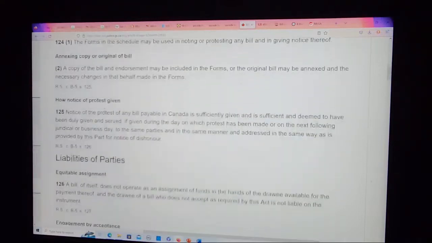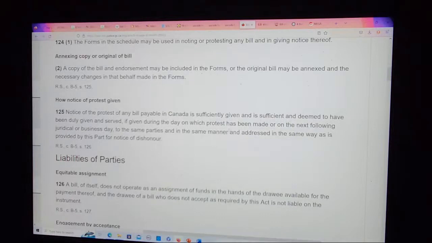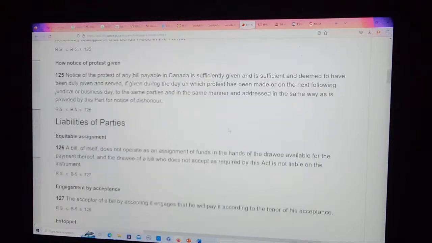Okay? Forms. 124.1. The forms in the schedule may be used in noting or protesting any bill and in giving notice thereof. Annexing copy or original of bill. 2. A copy of the bill and endorsement may be included in the forms, or the original bill may be annexed and the necessary changes in that behalf made in the forms.